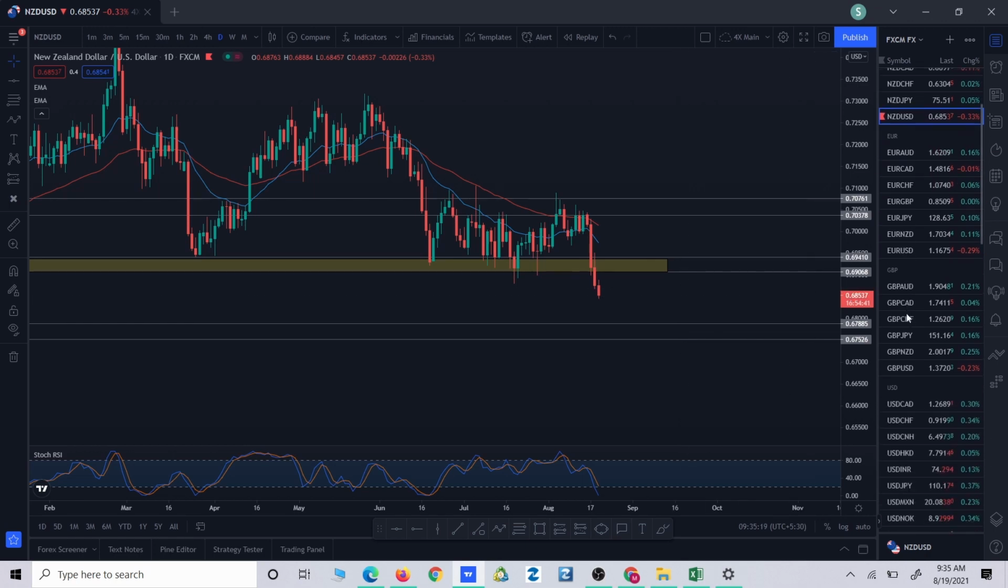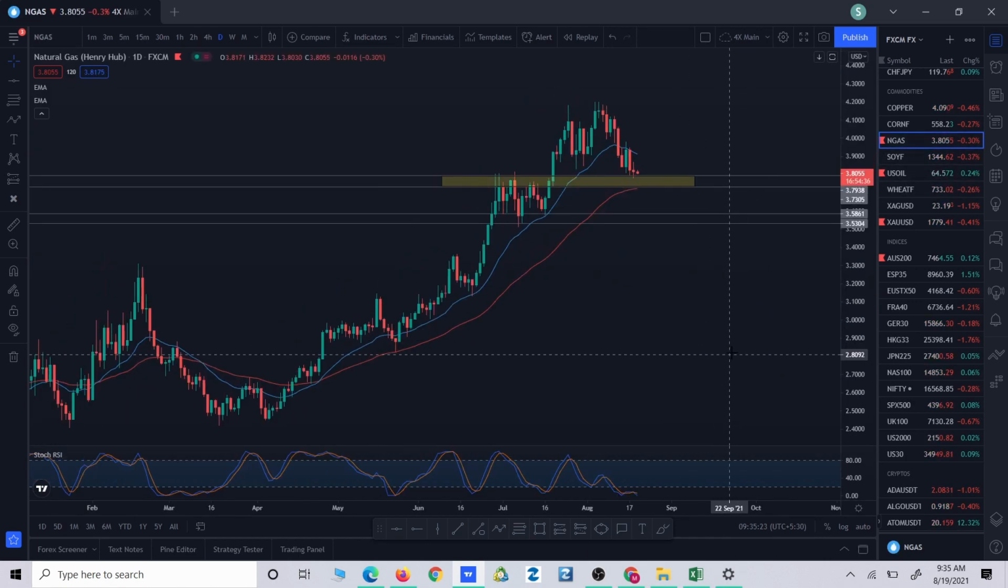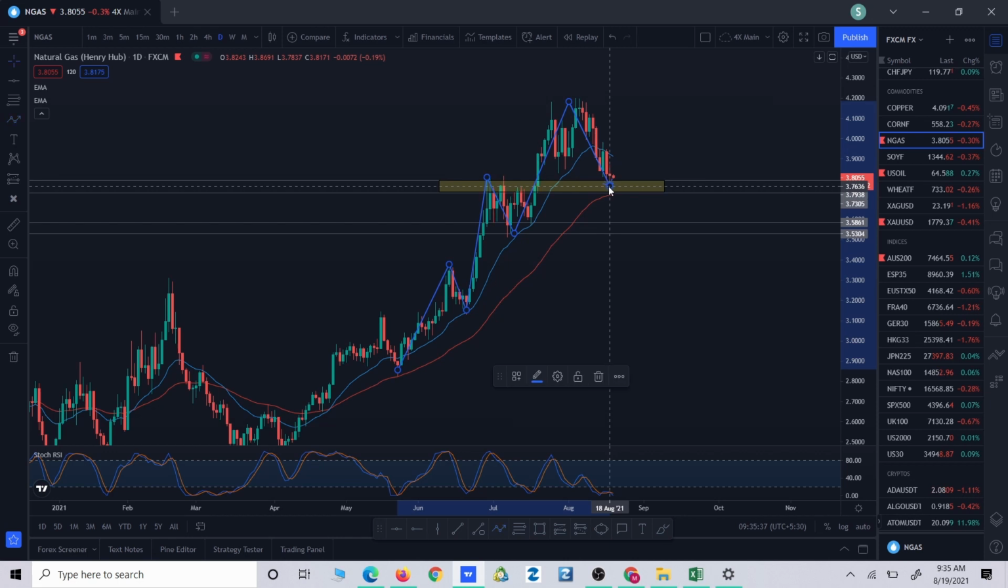Next, we are going to talk about natural gas. Now, natural gas, as we can see, the price is in an uptrend. Starting from here, we had a high, low, high, high, high, low, high, high. Both these zones are the same. Now the price pulled back to the recent broken zone.